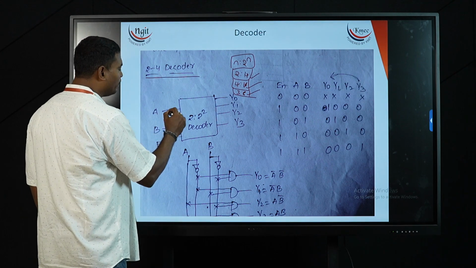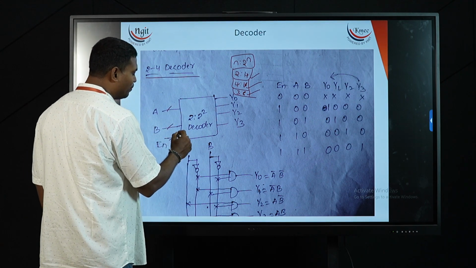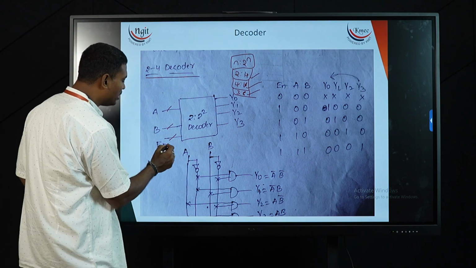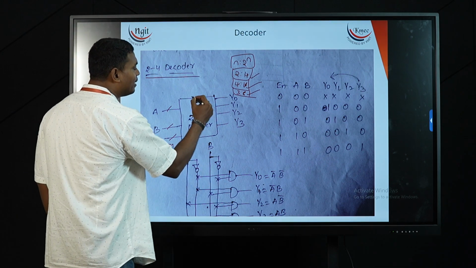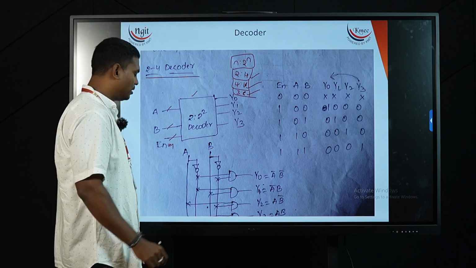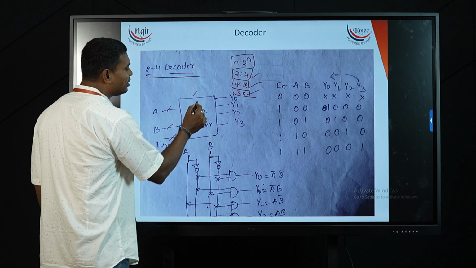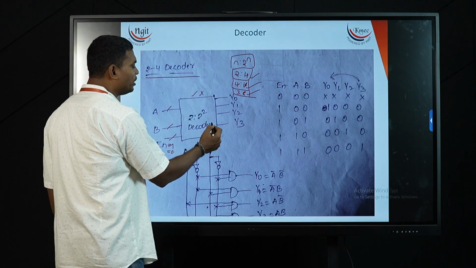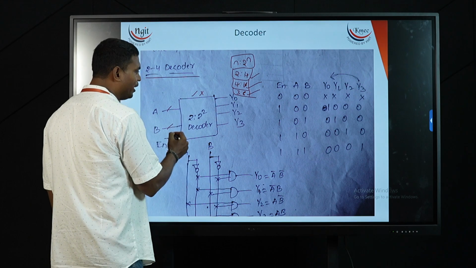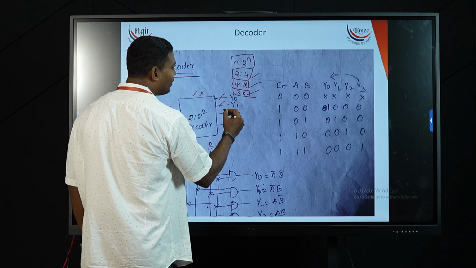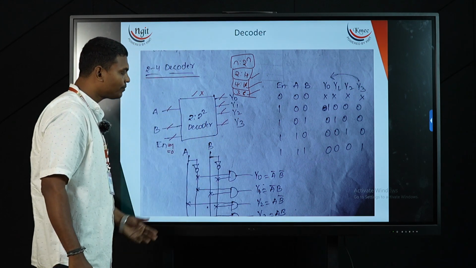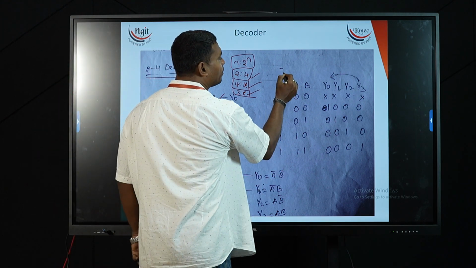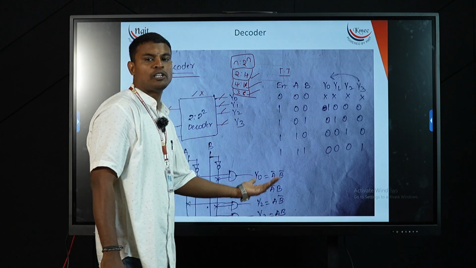Now I am having 2 inputs A and B with one enable input. This enable means it is going to act as a switch. Means if enable is equal to 1, then my decoder is going to be in active state. If enable is equal to 0, this is going to be in off state. Now that is 2:4 decoder means I am having 2 inputs, 4 outputs, Y0, Y1, Y2, Y3. Now based upon this block diagram, we will have a truth table or functionality table of my decoder.